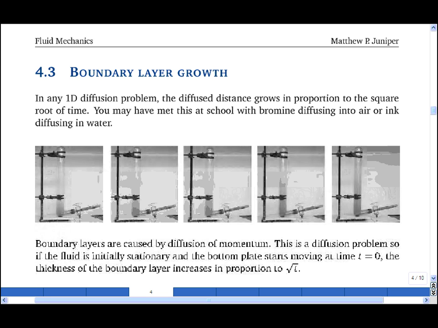There's a nice experiment, often done over several days in schools, in which one places a dense gas, bromine, which is a yellowy-brown gas, inside a tube full of air, and then you watch the interface diffuse in time, and you see that the distance it has moved grows in proportion with the square root of time.